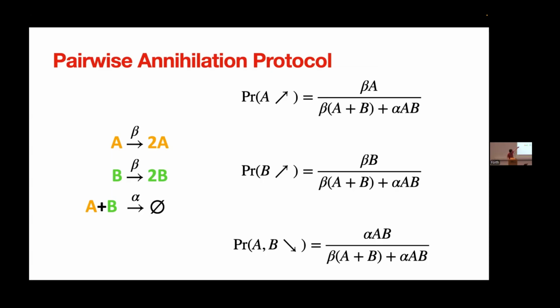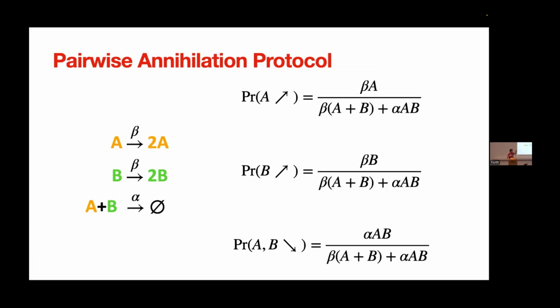And you have three different events that can happen. Duplication of A, so A goes up, duplication of B, B goes up, or A and B meeting, A and B both going down. They meet and they annihilate each other. This is why we call it the pairwise annihilation protocol. And each one of them has a certain probability of happening.